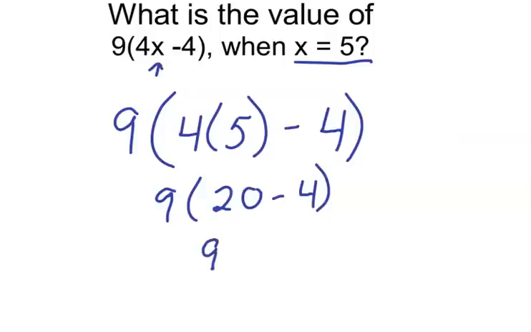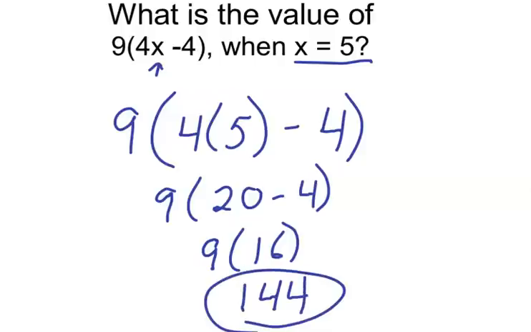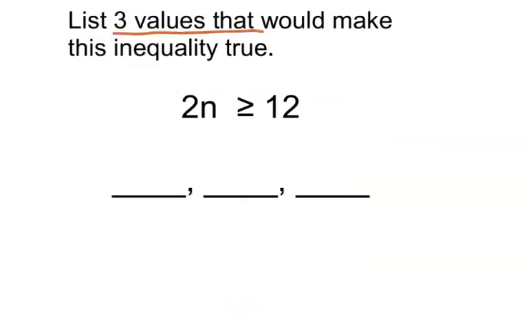So you're going to have 9 times 16. And then all we have to do then is do 16 times 9, which is 144. All right, that's all there is to that. When you put 5 in for x, then you solve it. Your answer is 144.